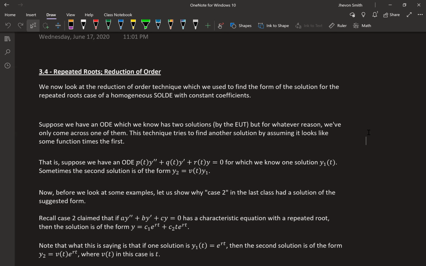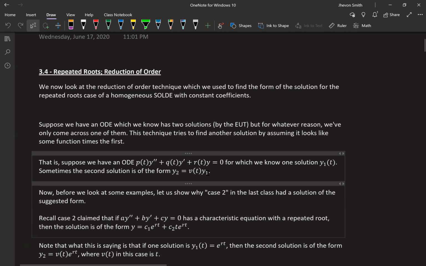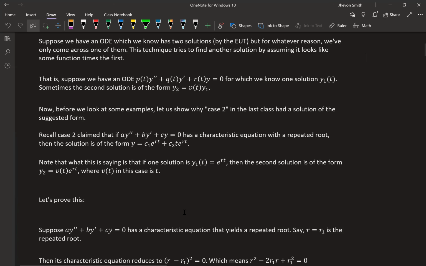So if I know one solution, call it y1 of t, I want to find a second solution, y2. I am going to guess that this function has the form some function times y1, which we'll call v of t times y1. Then I'm going to plug that expression into the differential equation, and I'm going to get a second solution from that scenario. It turns out that in case 2 from what we just talked about earlier, the function v of t is going to end up just being t. This will always happen for a second order linear differential equation with constant coefficients that has a repeated root.